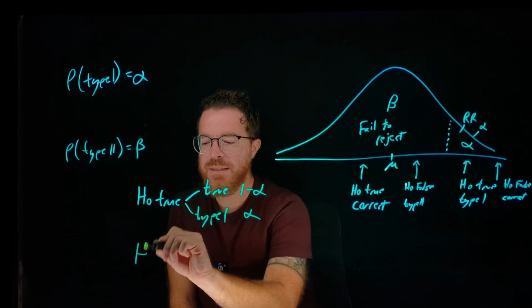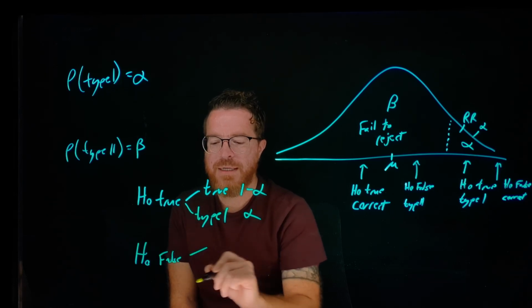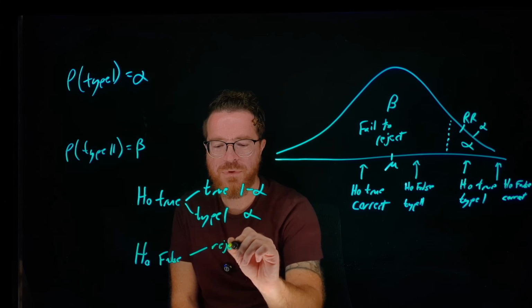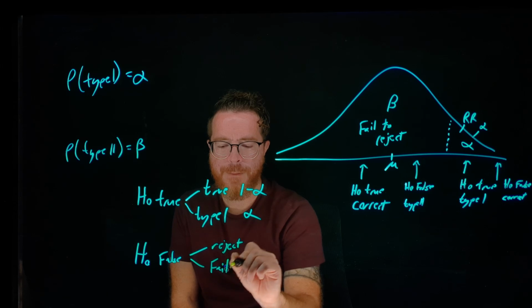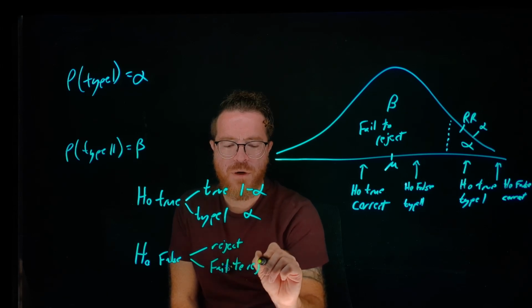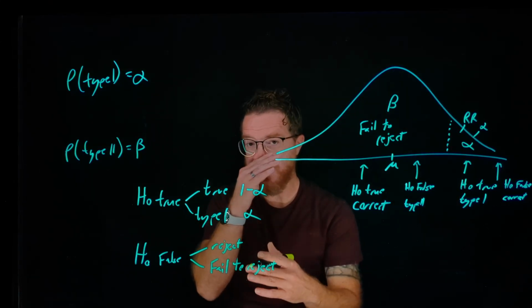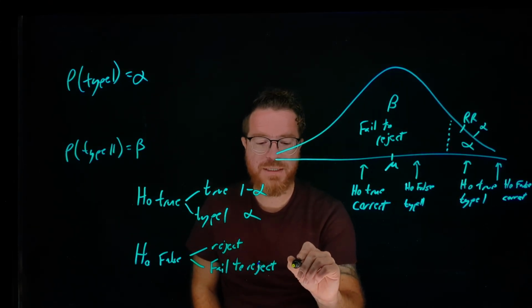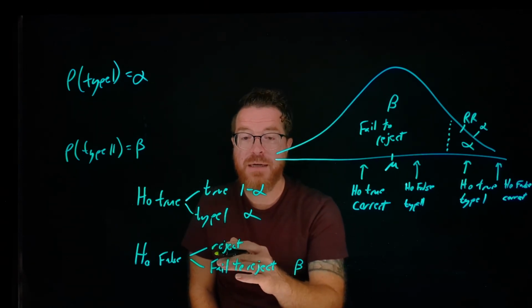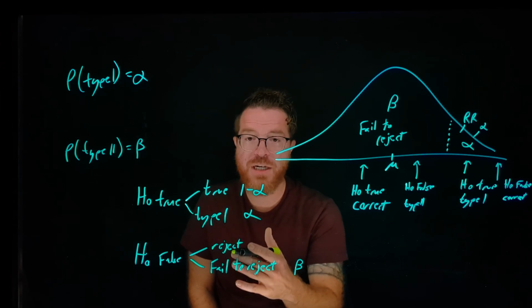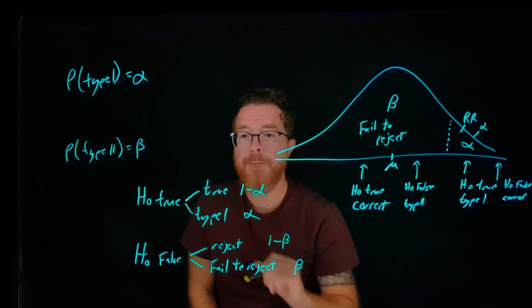If my null hypothesis is false, and I reject it, or fail to reject it, well, we just said that if I have a false null hypothesis, which I want to reject, if I fail to reject it, the probability of this is equal to beta. So the probability that I correctly reject my null hypothesis when it's false is going to be 1 minus beta.